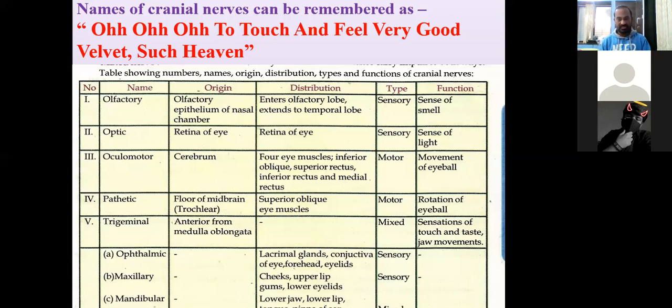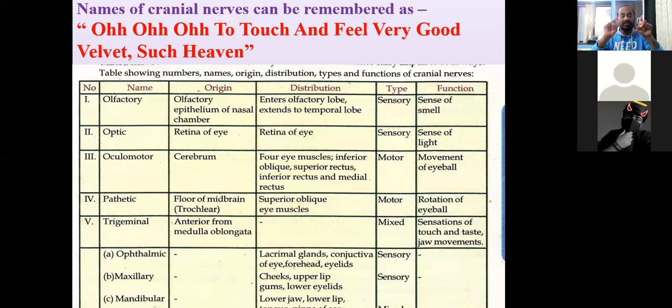Then number 4, it is the pathetic. Now pathetic arises from the floor of the midbrain. It is also called trochlear. Pathetic or trochlear, that is another name for it. So the floor of the midbrain, already I have told, this upper portion, it is the anterior choroid plexus. आणि खाली जो आहे, from the floor of the midbrain, that is said to be the diencephalon area, the origin of the pathetic nerve will go, and it will go to the superior oblique muscle.